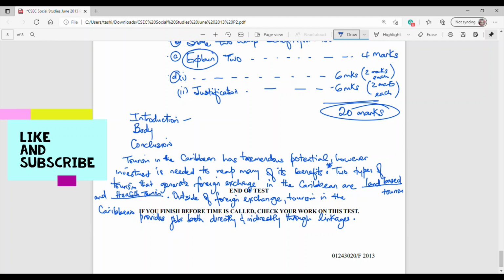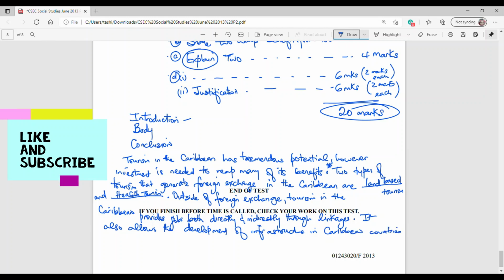And we can also say it also allows the development of infrastructure in Caribbean countries. The writing is a little off.